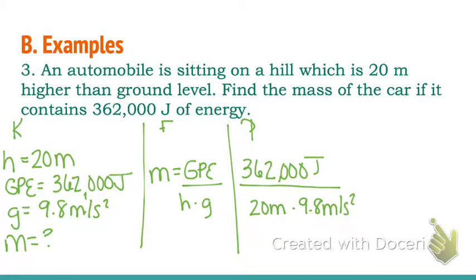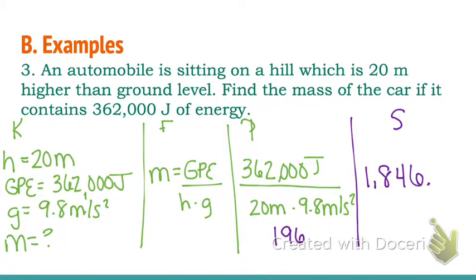So again, when we have an equation like this and we have them separated, we need to keep track of order of operations. So simplify what you can. You can simplify the denominator by taking 20 times 9.8. When you do that, you get 196. Once you simplify it, you can then divide. So you can take 362,000 divided by 196. When you solve this one, we do get a decimal. You can get 1,846.94, and we're finding mass, so if you look at your formula sheet, the unit is kilograms.